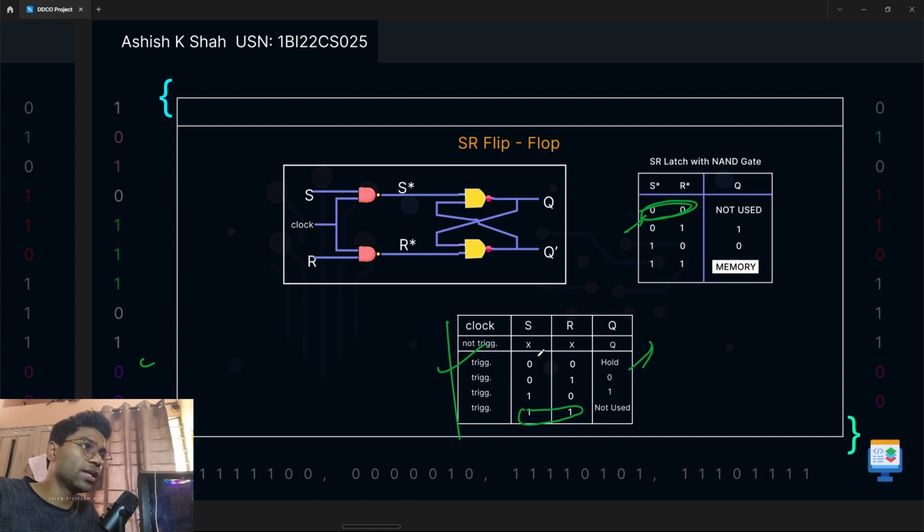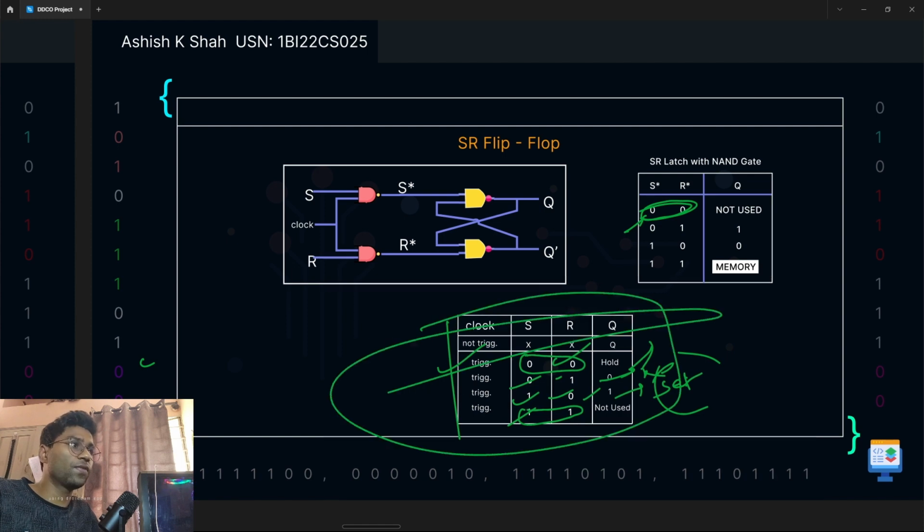It holds the data when S equals 0 and R equals 0. At 0 and 1, it will be reset mode, and when S equals 1 and R equals 0, it will be set mode. And we don't use 1 1, because it leads us to unpredictable behavior. So this is about SR flip-flops.